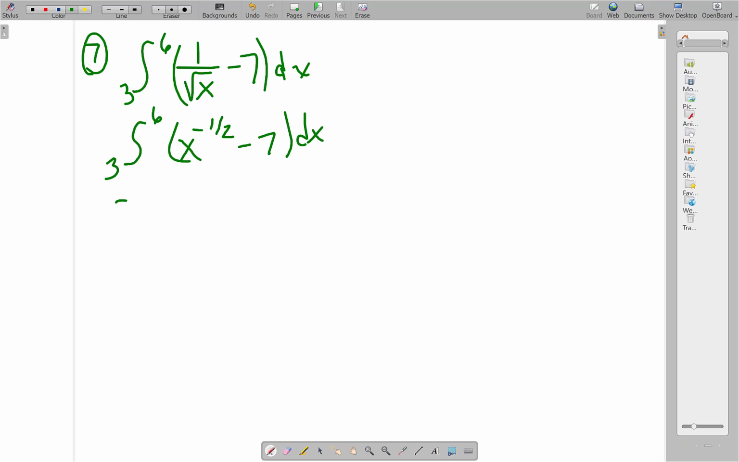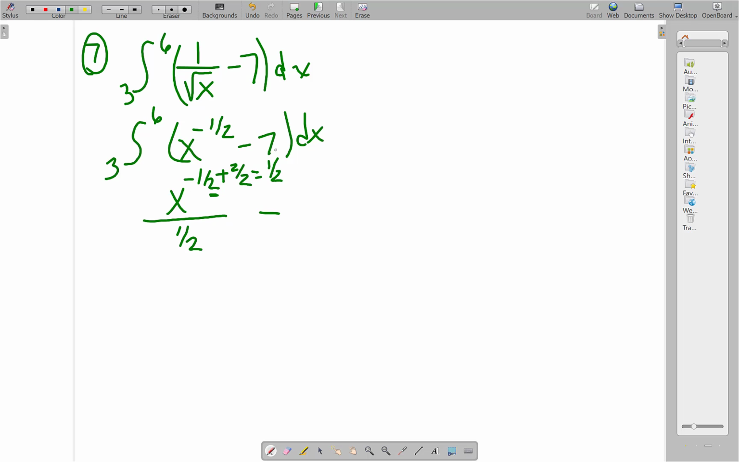Okay, so that would give us, oh, sorry, let's erase that. Okay, now we're going to have x to the minus 1/2, add 1. Same bottom number, so add 2 halves, which equals 1/2, since negative 1/2 plus 2 halves is 1/2. But then we have to divide by the 1/2.